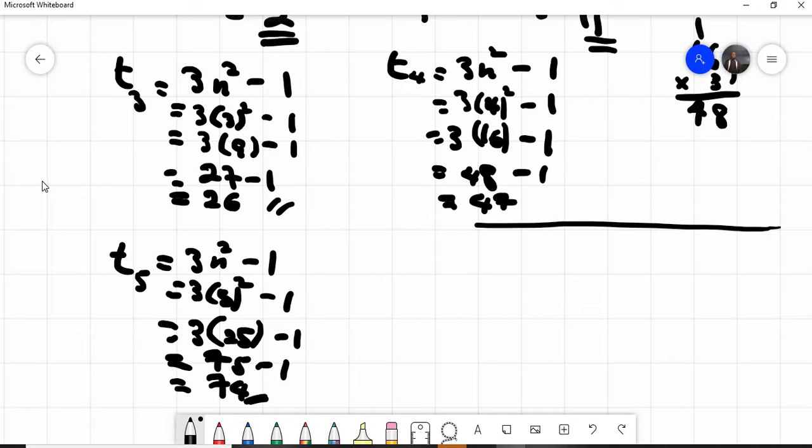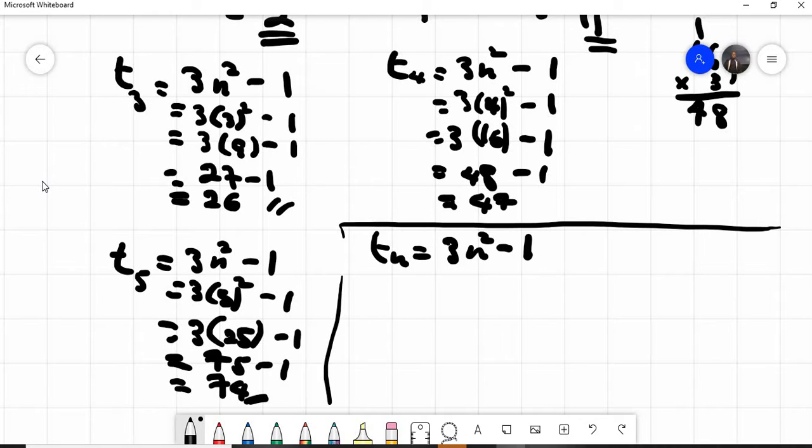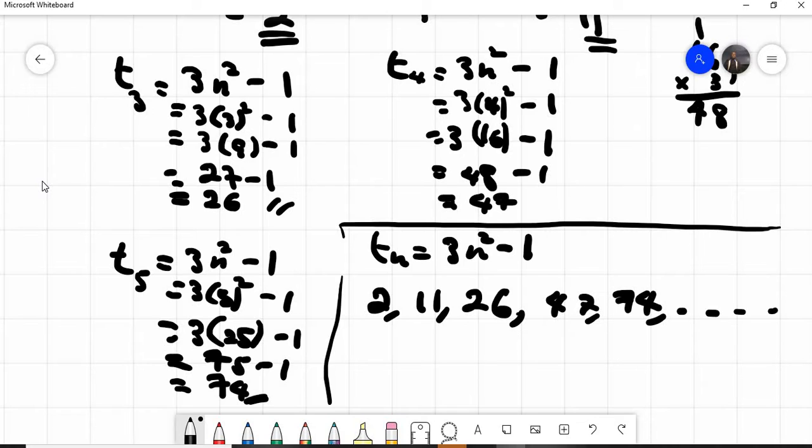So now, the formula we were given is Tn equals 3n squared minus 1. First 5 terms, right? The first term is 2. The second term we get 11. The third term we get 26, the fourth term we got 47, and the fifth term we got 74. So it continues like that. That's the way we do it.